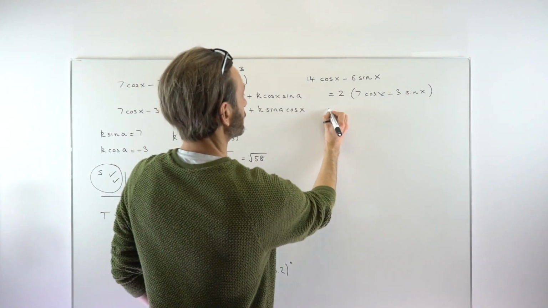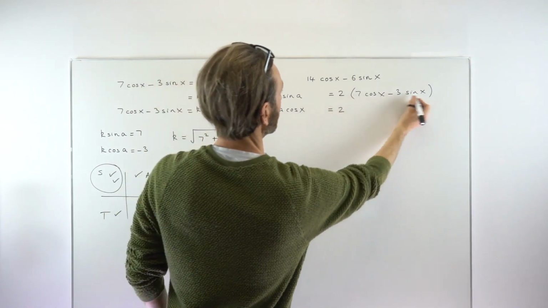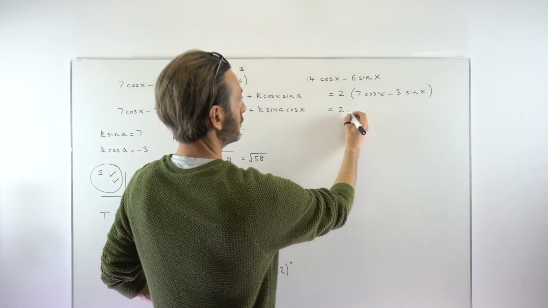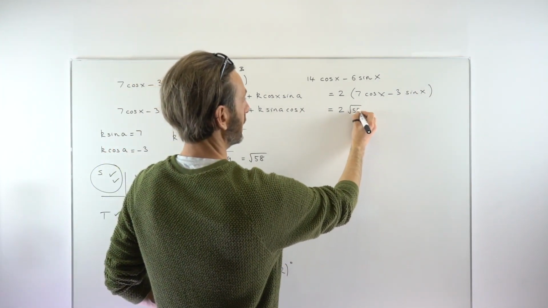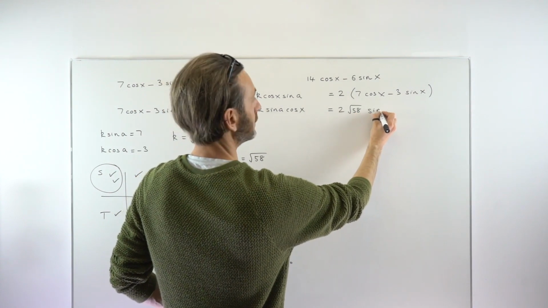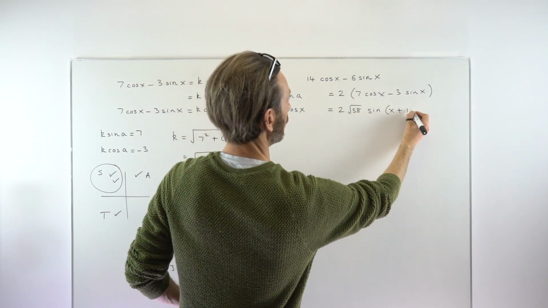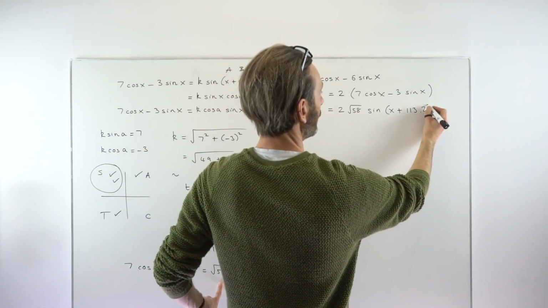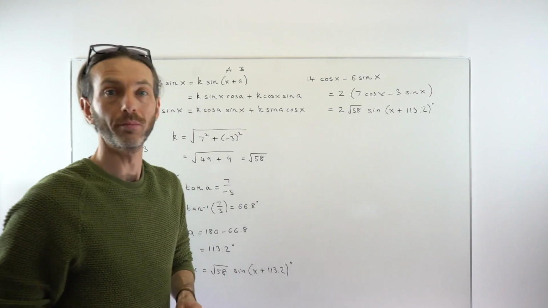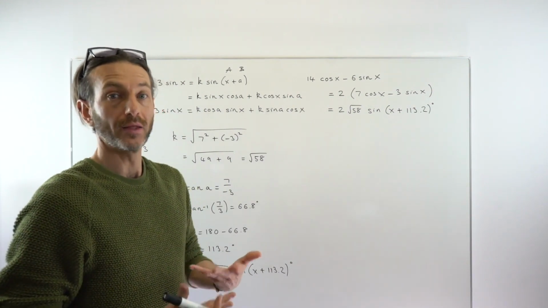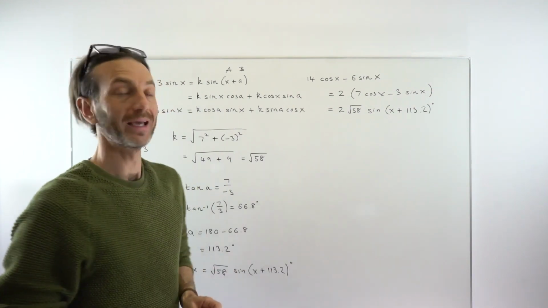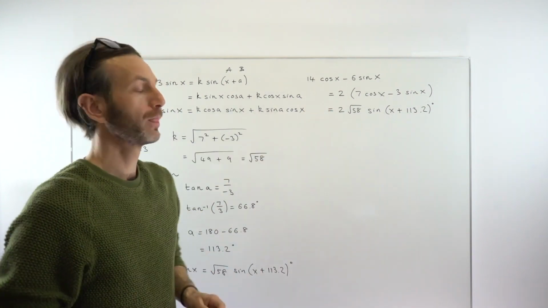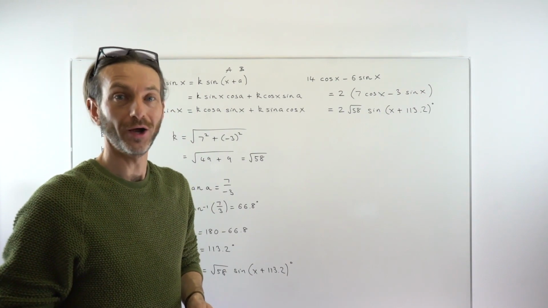But we know from the first part of the question that this guy here can now be written in this form here. So that's going to be 2 times root 58 sine x plus 113.2. Okay, so that's where we're pulling in our result from part A, and that's always going to happen in the part B. So now we can actually get to the question. The question is, what is the maximum value of that function? Well, the maximum value is just the highest point on the graph.